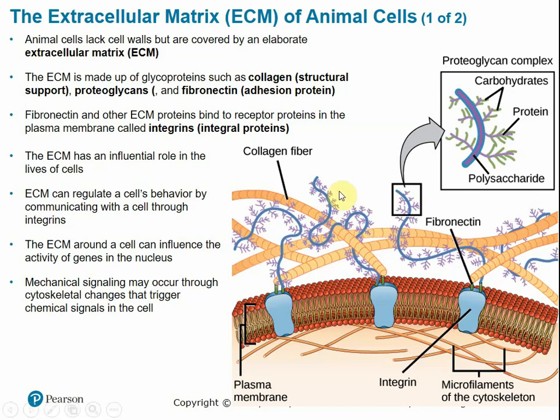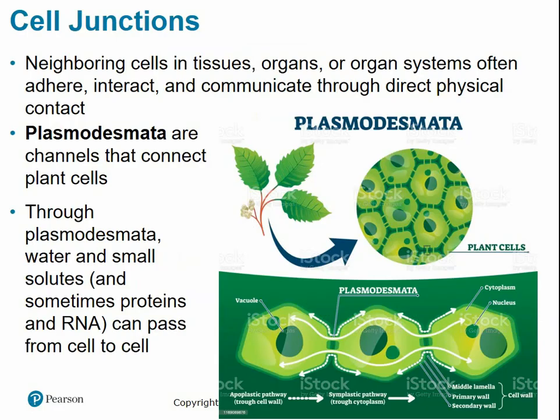Most cells in an organism are not going to be single, solitary, isolated cells. They're going to interact with neighboring cells and form tissues. Think back to those layers of structural organization. You have multiple cells working together, they form tissues. Neighboring cells and tissues, organs, and organ systems often are going to have to adhere or stick together, interact, and communicate with one another through some type of direct physical contact.